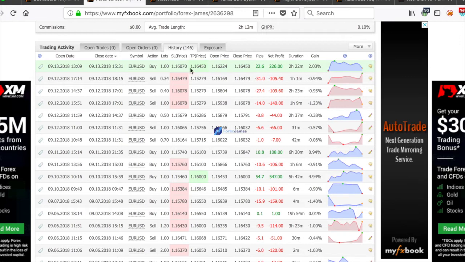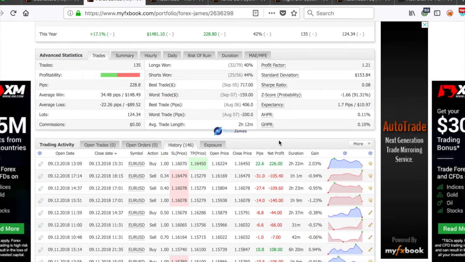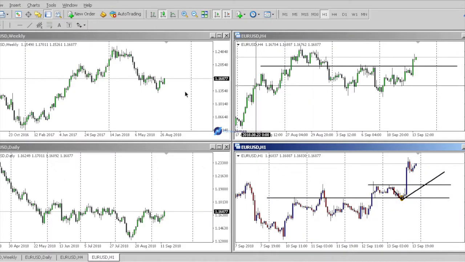The entry was 1.16224, take profit, stop loss, and so on. 2-to-1. I risk 100 to make 200. So this will be the first trade example, and let's move on to the next one.